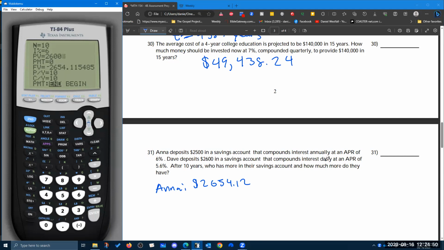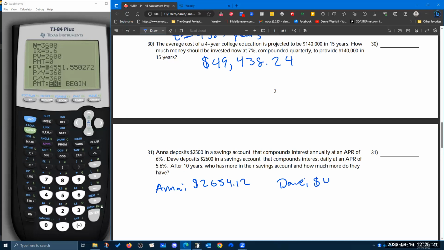And if Dave puts $2,600 into a savings account that compounds interest daily, and only pays him 5.6% interest, Dave is going to end up with $4,551.55. How much more do they have? $1,897.43.